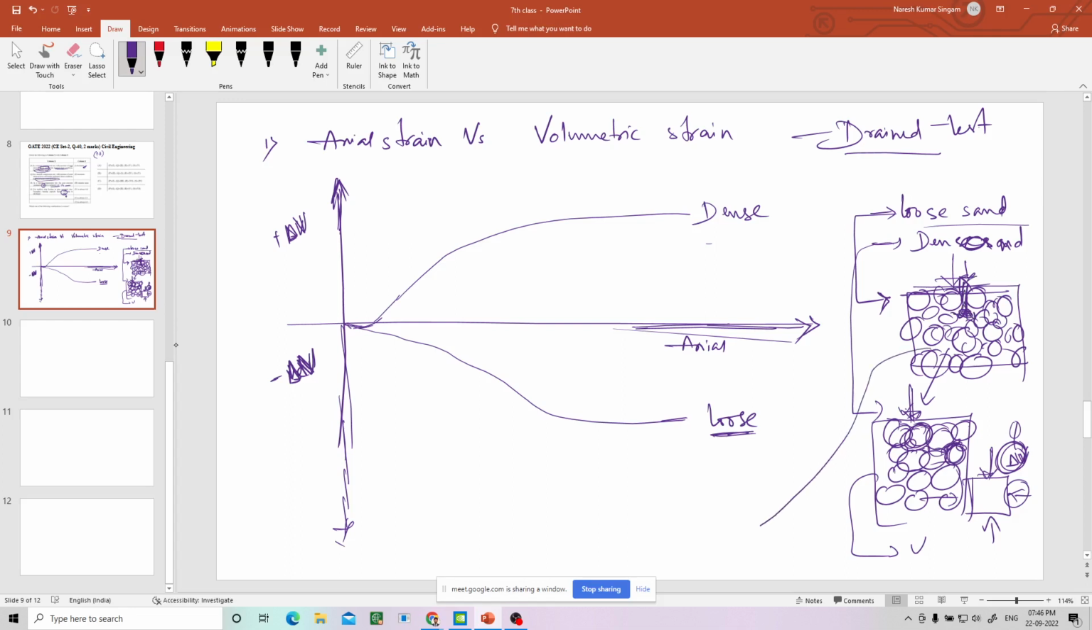Pore pressure will increase only in the loose sand. If you take the dense sand, when you apply load, dense sand has only a tendency to increase the volume. When the volume is increased, it will suck the water, because there will be a suction, a vacuum created in the voids. Because of that, water will be sucked inside. So that is negative pore water pressure. Only in loose sand will pore water pressure increase.